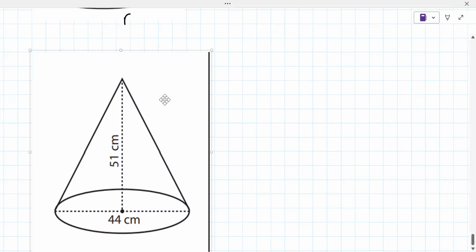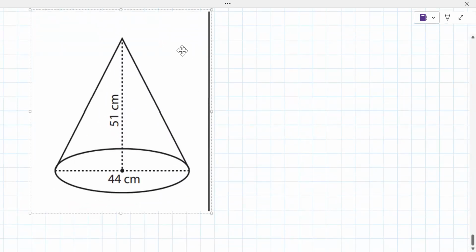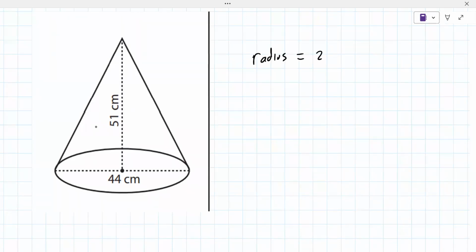So for this one, make sure you use the correct number for radius. Sometimes it's easy to overlook that little step. The one that has the dot in the middle sometimes, I don't notice that the line goes all the way through. So what is the radius? 22, and the height is 51.